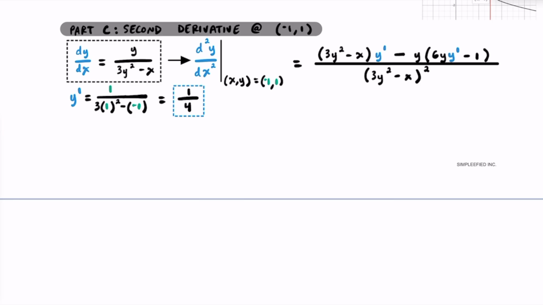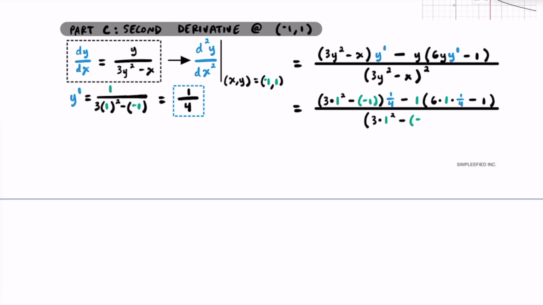And so you can see here that y prime is going to be 1/4 when x is -1 and y is +1. Alright, so now that we know that these y primes are equal to 1/4, let's go ahead and plug in our -1 and +1 into each of these other locations where we see x and y. And I believe if you substitute those values in, you should get this.